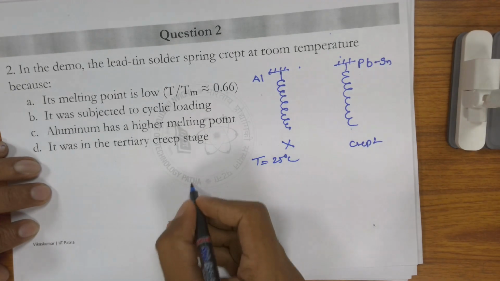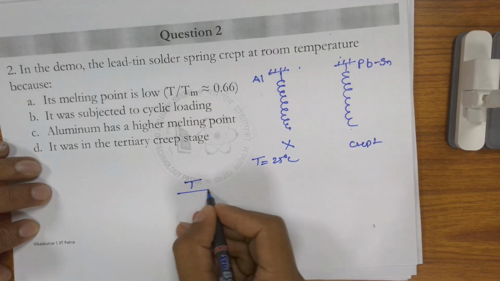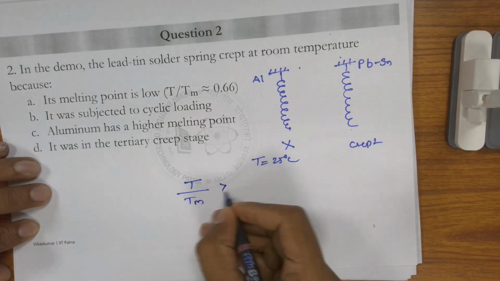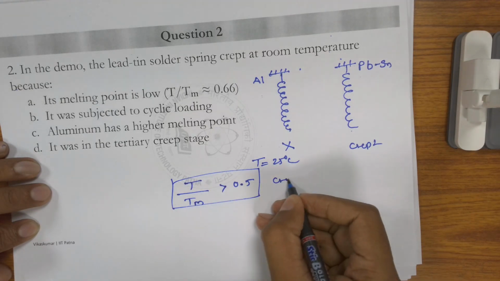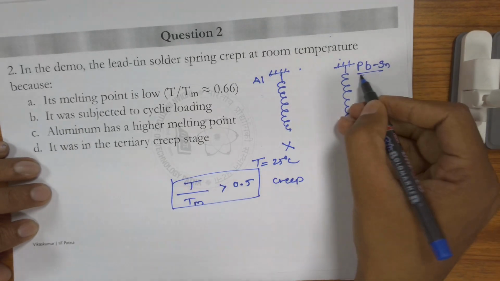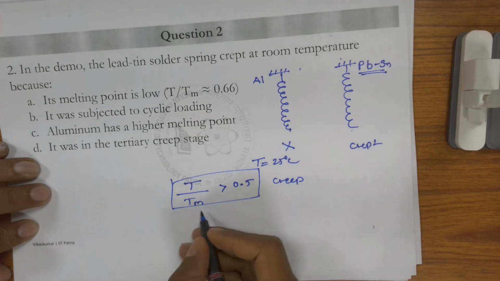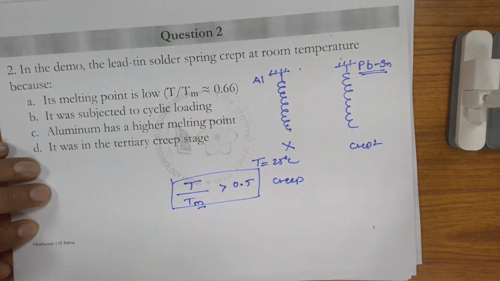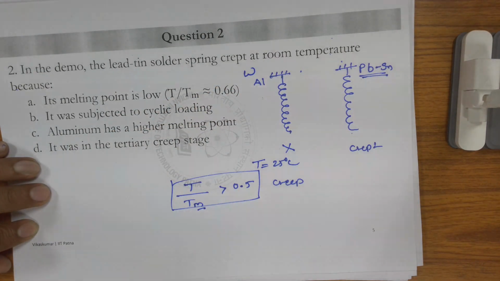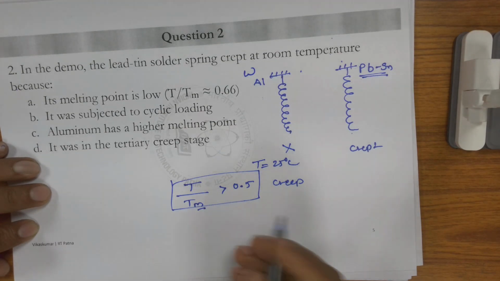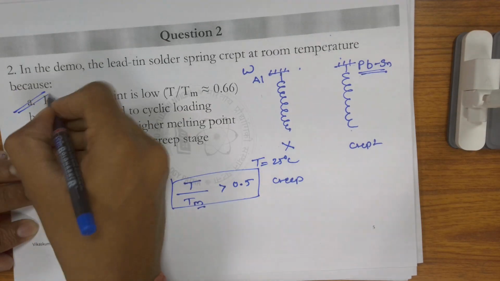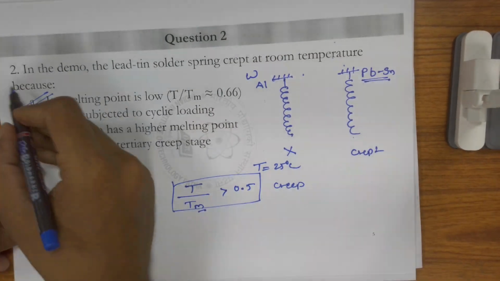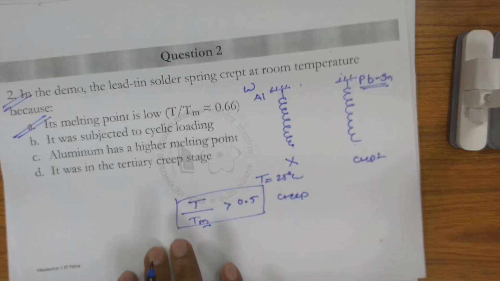Why is that? We know that if the service temperature divided by melting temperature is greater than 0.5, then the thing is going to creep. The melting point of lead tin was considerably lower compared to the other, aluminum or tungsten, we can say, and that's why it's going to creep at room temperature. So the right answer is its melting point is low. So option A is the right answer. Okay, so with that we have solved question number 2. Let's move ahead to question number 3.